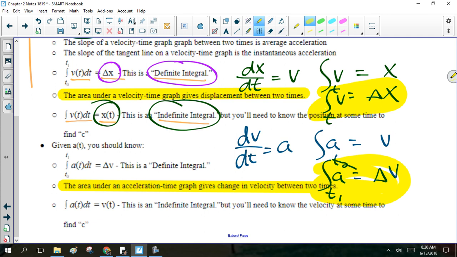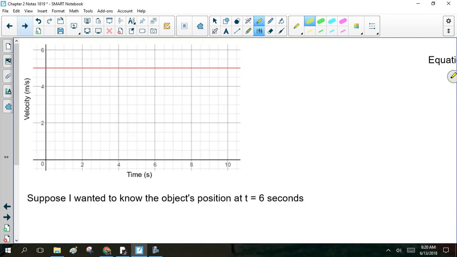So let's jump into this and do some examples. Suppose I tell you that an object has a velocity-time graph that looks like this. The first thing you should be thinking, looking at this graph, is: oh, my velocity is 5 meters a second. It's constant. That means my acceleration is 0. Acceleration is also constant, right?